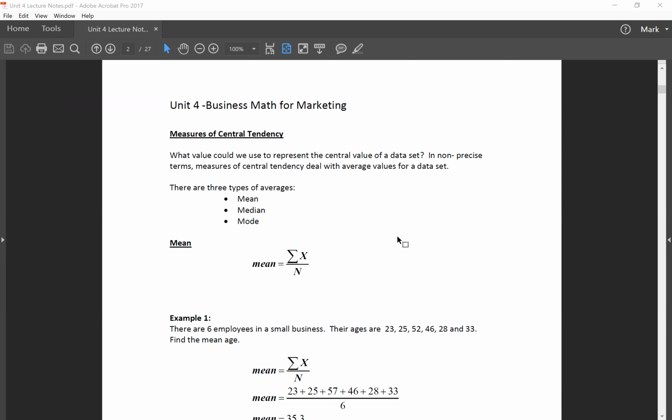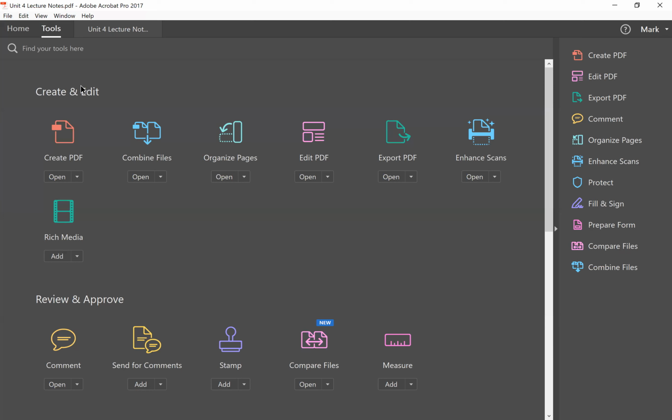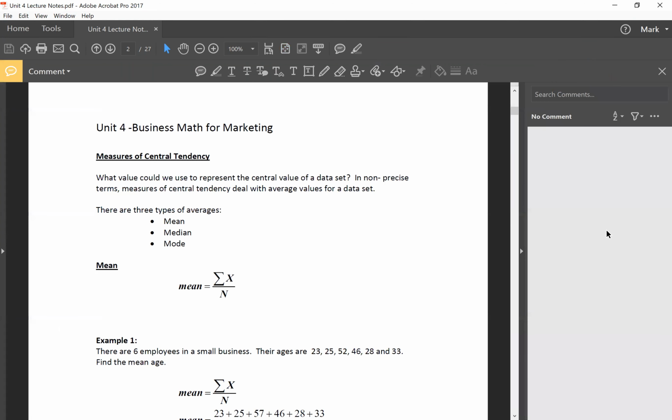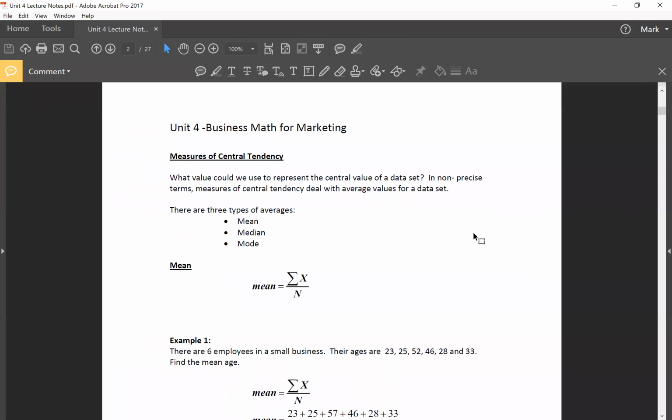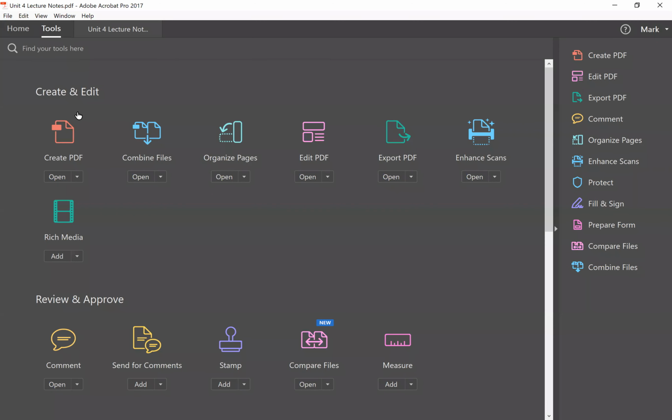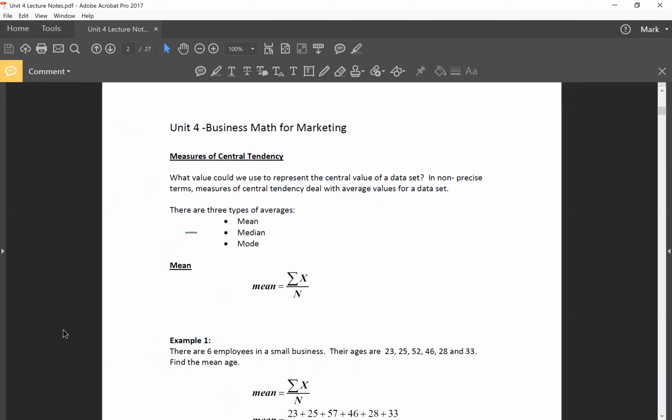It asks here the question, what could be used to represent the central value? So not necessarily the middle, but you hear the word average value of a certain data set. So we're going to look at the 3 classic ones, mean, median, and mode, which you've probably heard of before.